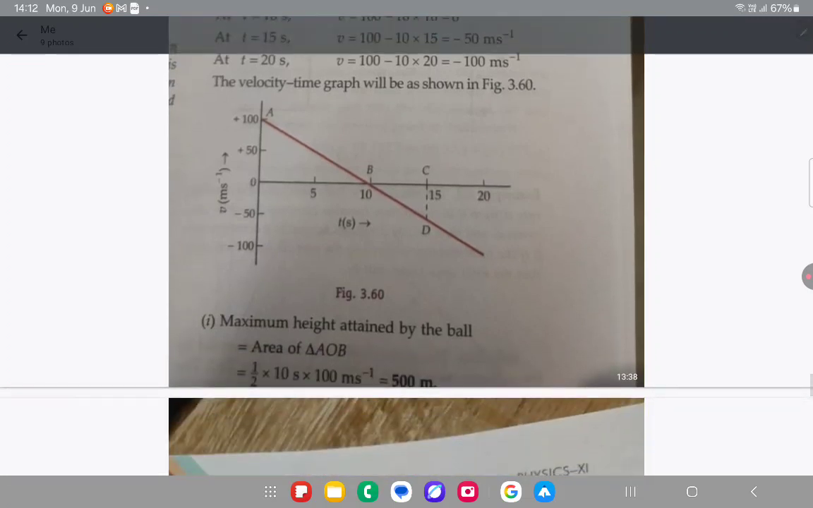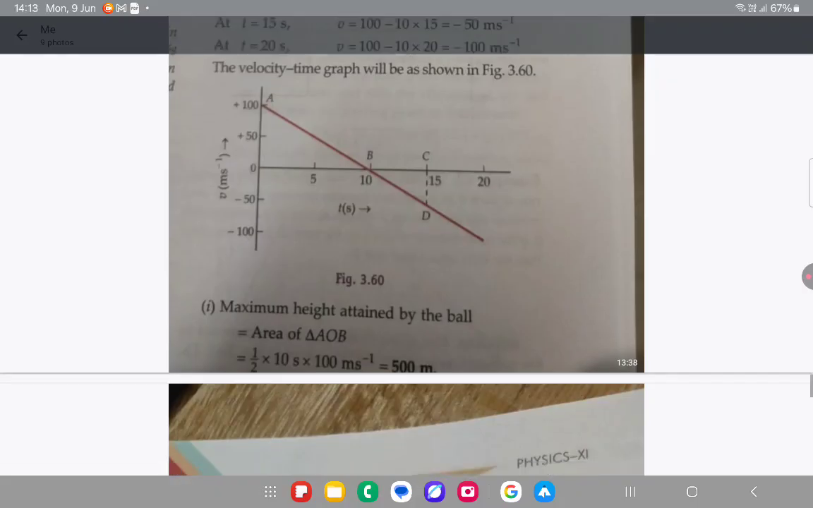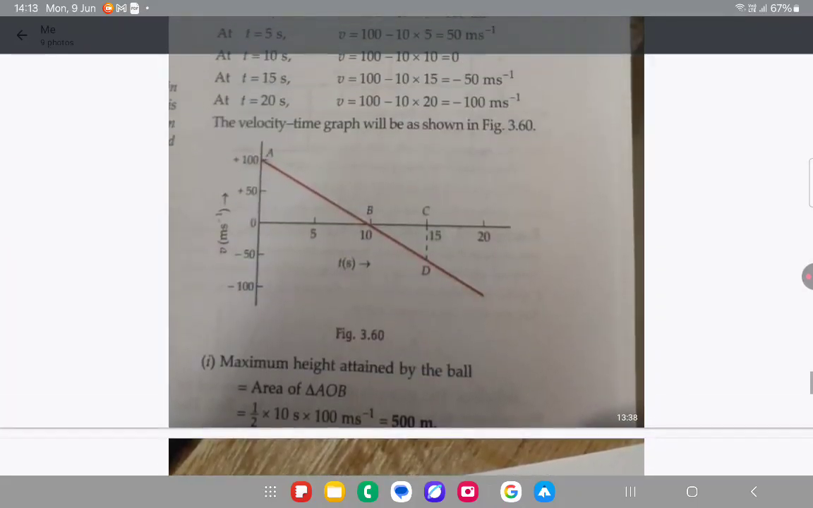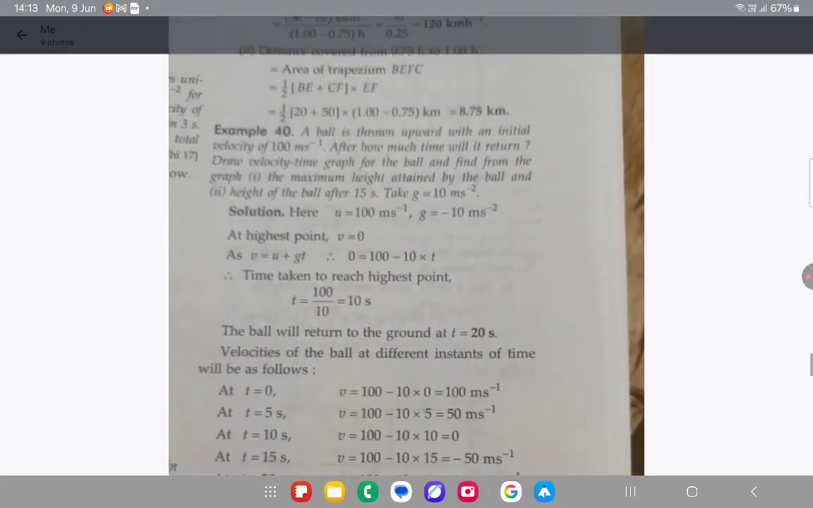Maximum height attained by the ball is determined by the area of triangle AOB. Because the question is about maximum height, it's about the upward journey alone you can take. Just the top graph alone you can take and find the area. That's 500 meters, that's what they have done. And what else is the question? That's all is the question.